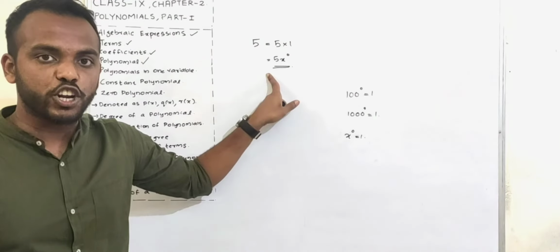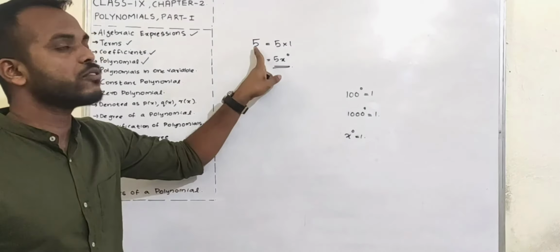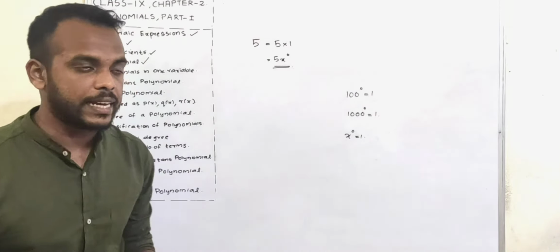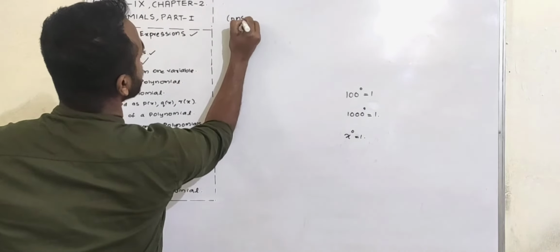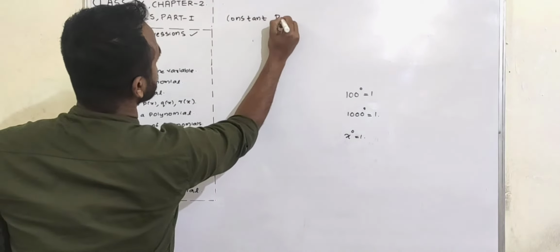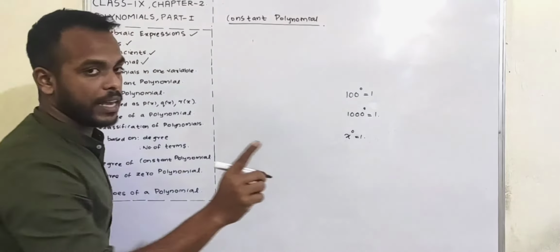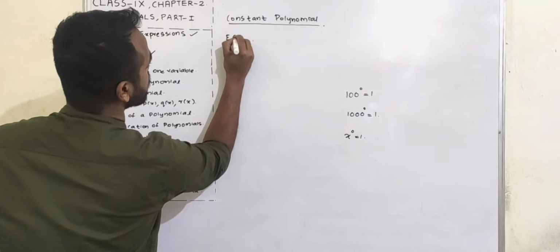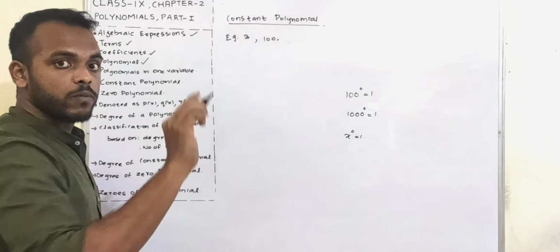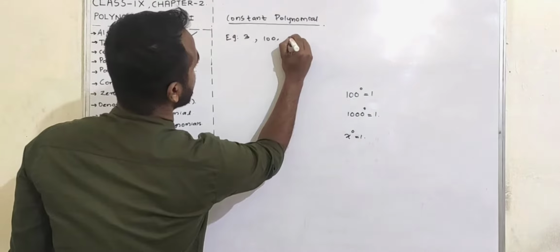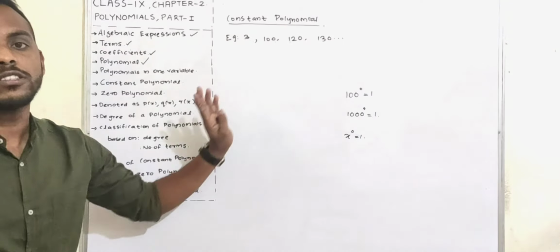Now this is clearly a polynomial. Even though it is 5x raised to 0, we only used to write it as 5. So the only thing you need to understand is what a constant polynomial means. A constant polynomial is nothing but a polynomial in which there is only a constant. Example: 3. That's an example. 100 is another polynomial. Which type of polynomial? Constant polynomial. Then 120, 130, etc. All these are constant polynomials.